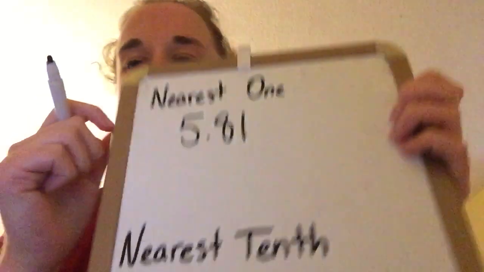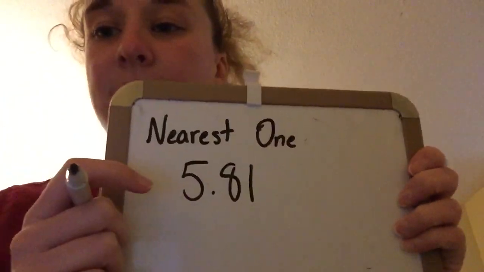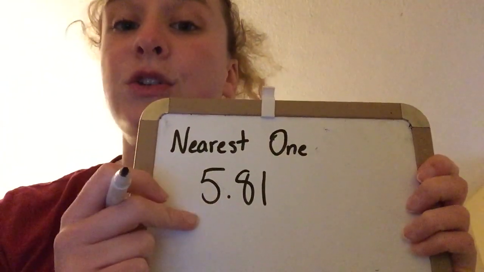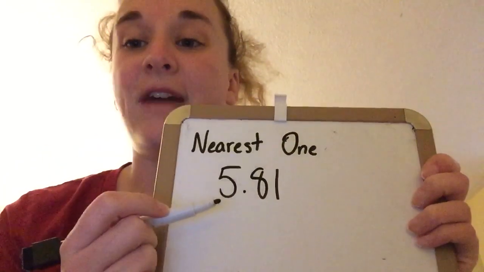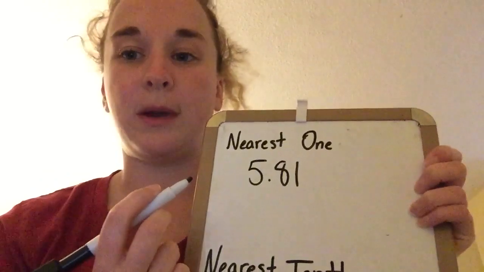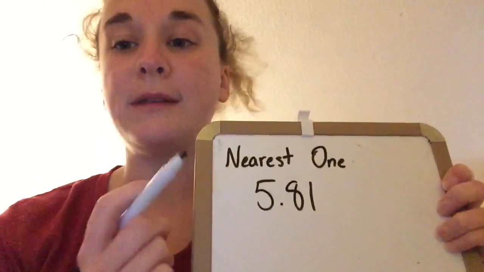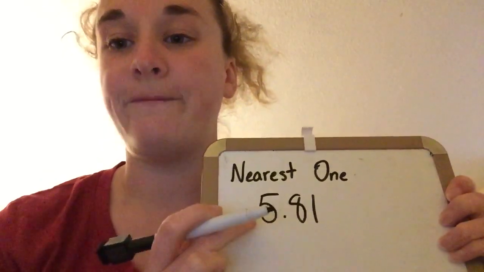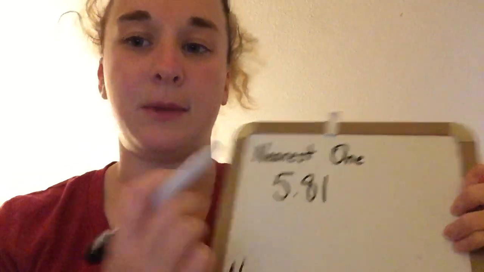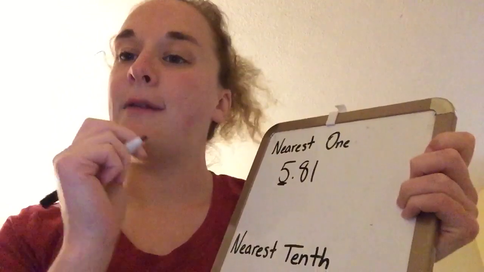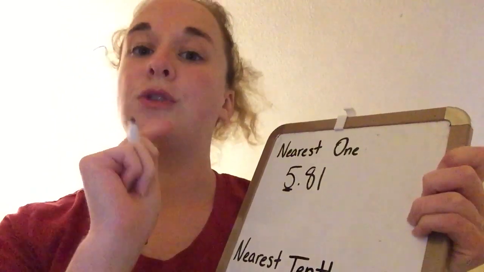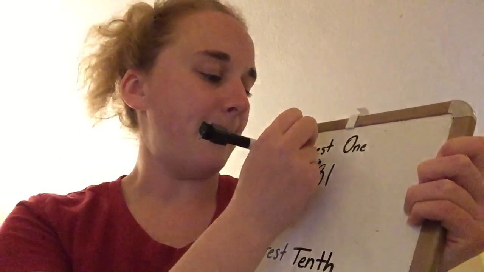So first one is the nearest 1. Now, when I say the nearest 1, I mean whatever number's in the ones place. So I have 5 and 81/100ths. So I'm going to look for my ones place, which is always the first spot before the decimal. So I'm going to underline the 5, okay? And remember, when I round, I always have to look to my number to the right. So I'm looking at my 8.